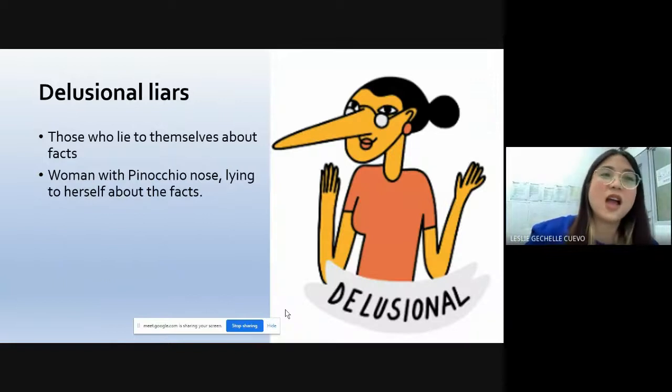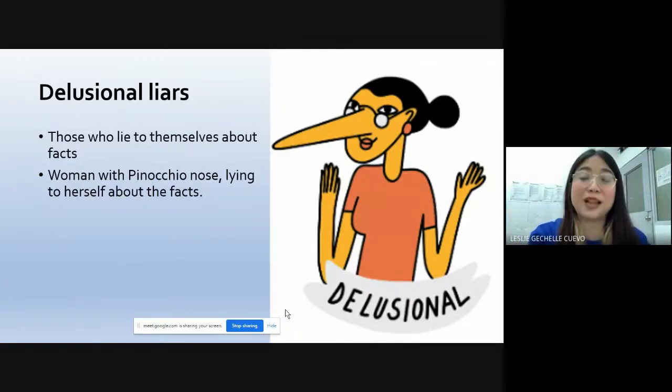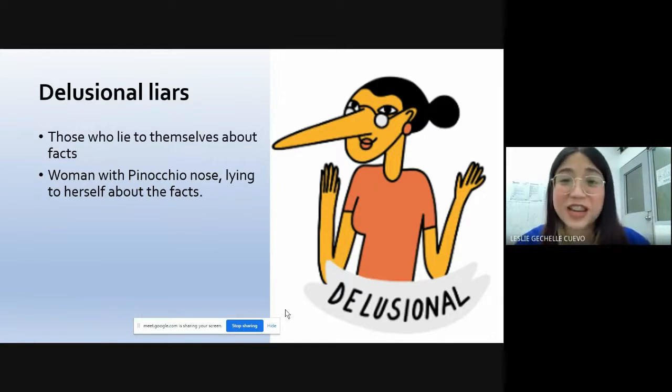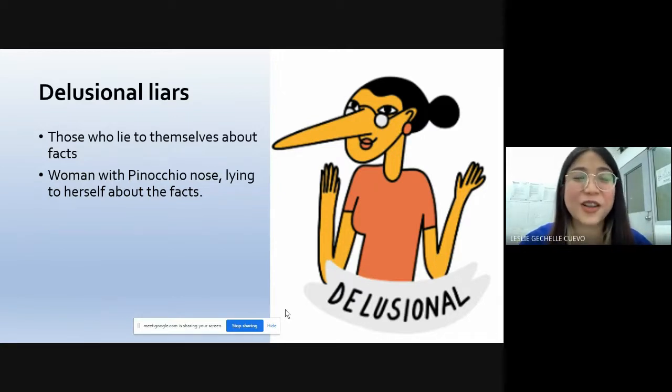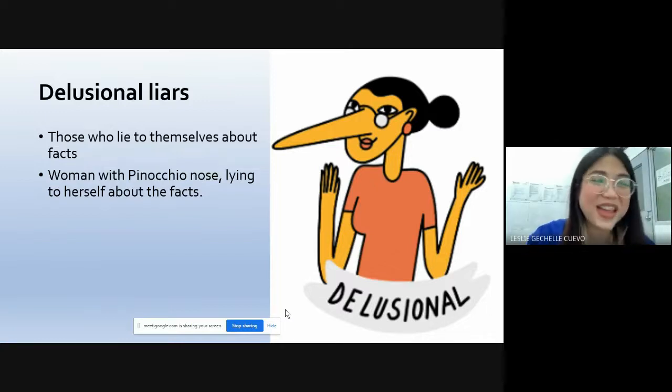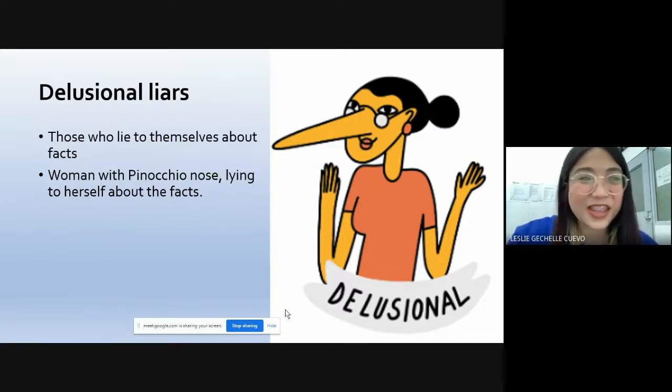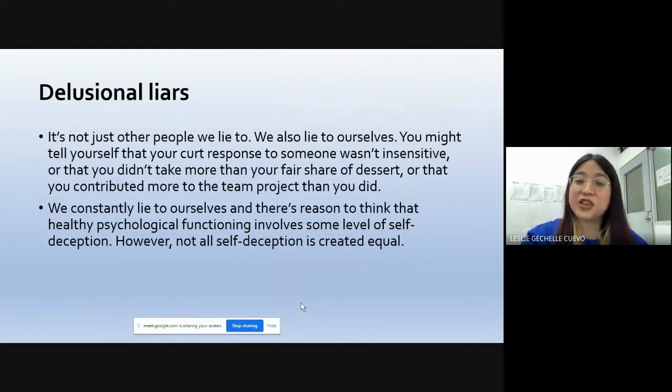Yung mga ganun. Okay, another is delusional liars. So people who lie to themselves about facts. So kilala niyo siguro si Pinocchio, yung character na humahaba ang ilong kapag nagsisinungaling. At napag-alaman din natin sa very first part ng lesson natin na yung Pinocchio syndrome is not true, na kapag nagsisinungaling, kinakamot niya yung ilong niya. So, yeah. It's not just other people we lie to. We also lie to ourselves.